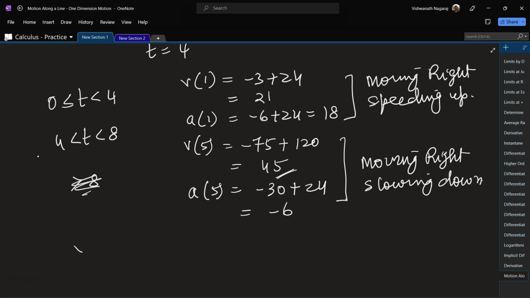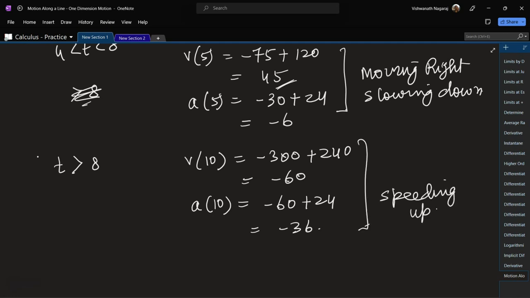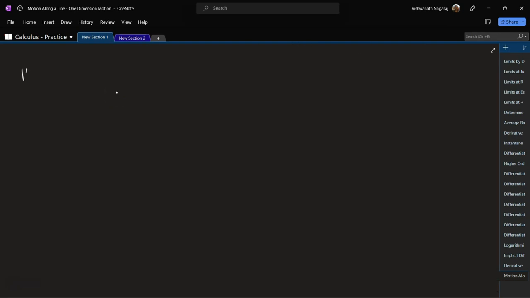Let's look at t greater than 8. So V of 10 is going to be minus 300 plus 240, which gives us minus 60. And A of 10 is equal to minus 6 times 10, that is minus 60 plus 24, which gives us minus 36. Both are negative, so speeding up, and velocity is negative, so moving to the left. There is no other direction, either left or right, because we are talking of one dimensional. Okay, 16th one.